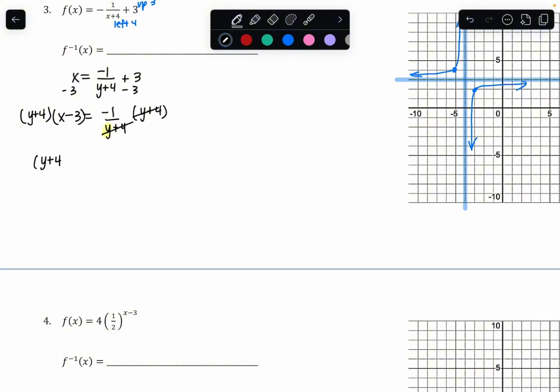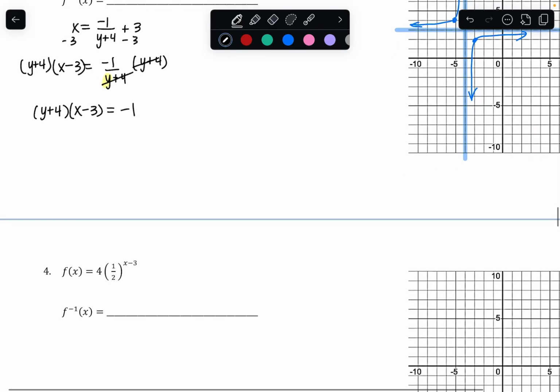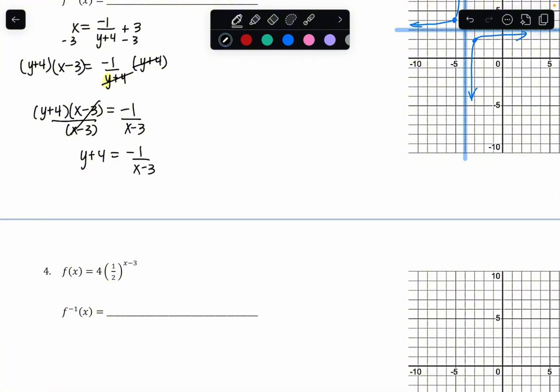And so we have these two factors on the left now equal to -1 because the y plus 4 canceled. And then we want to divide by the x minus 3 factor to get the y factor by itself. And you don't need the parentheses on the right side. Okay, and so that leaves us with y plus 4 equals -1 over x minus 3.